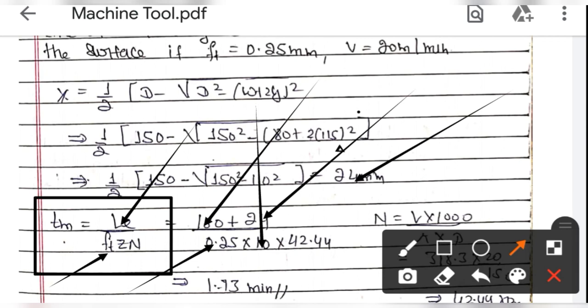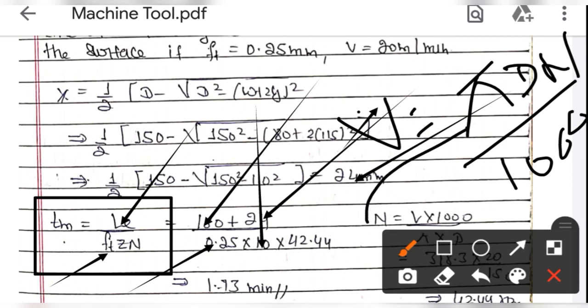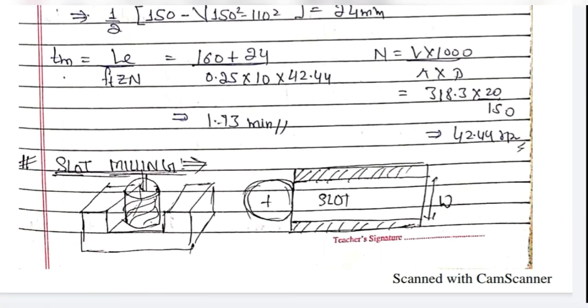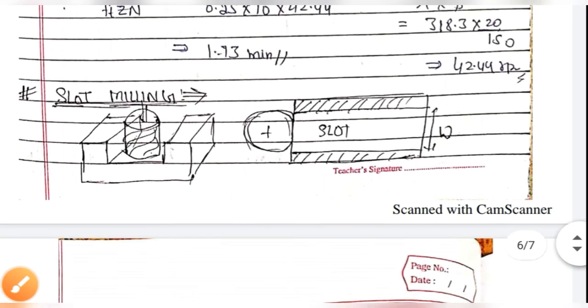So we know V is equal to pi D N divided by 1000. Just manipulate this equation, and from it you will get N. After finding N, you substitute it in this equation. So you will get 1.73 minutes as the machining time.